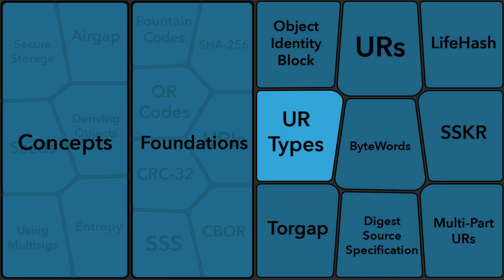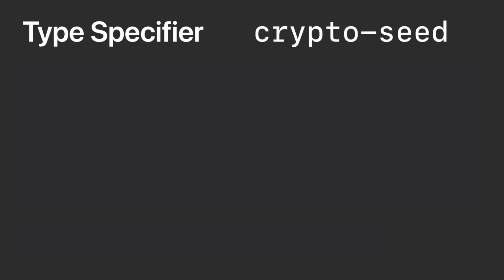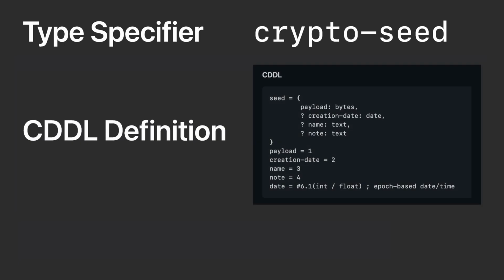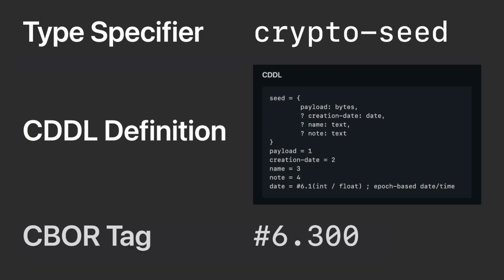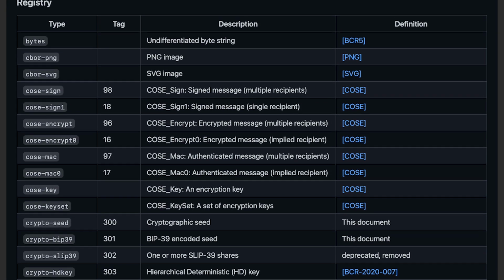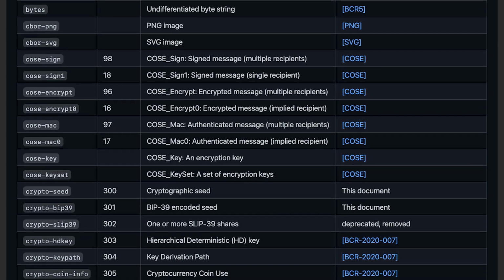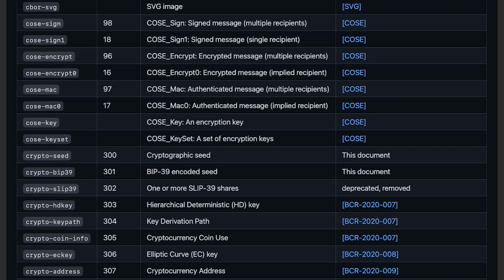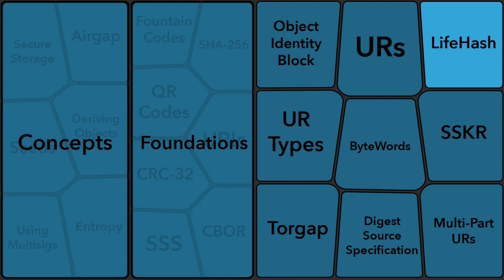To define a new type of UR, you need a type specifier that appears after the UR: scheme, the CDDL definition for the CBOR, and a numerical CBOR tag that can be used to identify the structure when it's not the top-level object in a UR. Blockchain Commons maintains a registry of known UR types, and is working with the community to define a suite of UR types that solve many common interoperability problems.